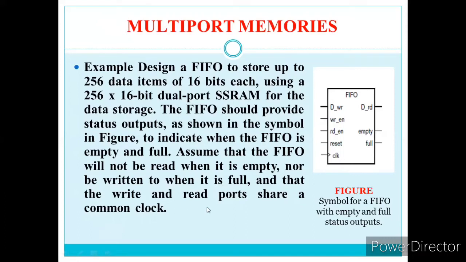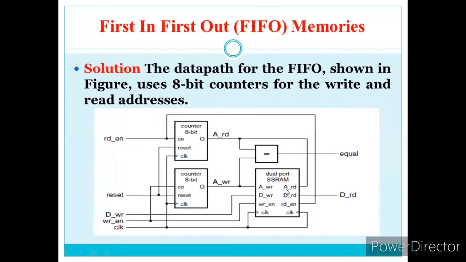And the write and read ports share a common clock. One more condition added here is that both are using the same clock. So for the data path of the given design, we can observe that this is a dual port RAM with address write, data write, write enable, clock, address read, data read, read enable, and clock. If you observe, the clock is common for both.